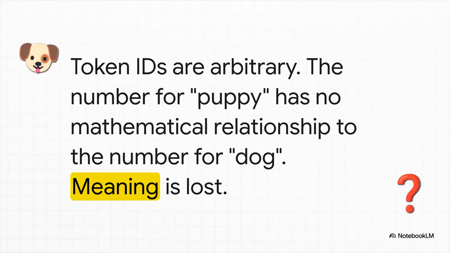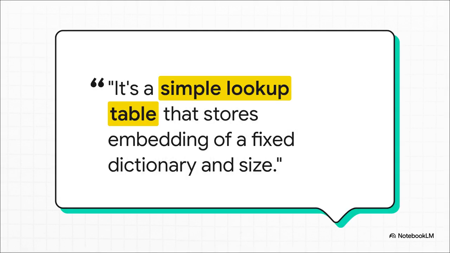See, the problem is that these token IDs are totally arbitrary. They're just labels. The number for puppy has absolutely no mathematical relationship to the number for dog. To the computer, they're as different as car and galaxy. The model has no clue that they're related. So how do we fix this?